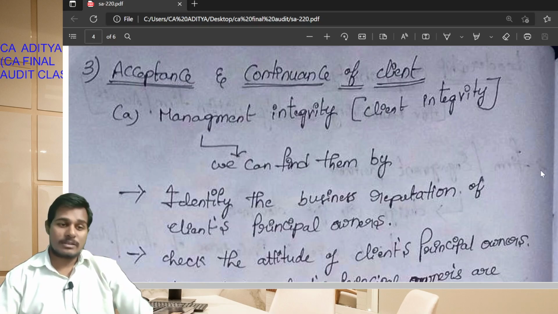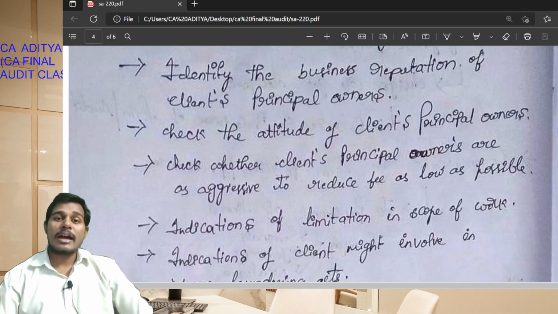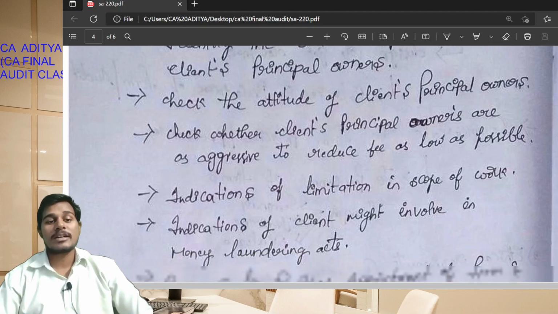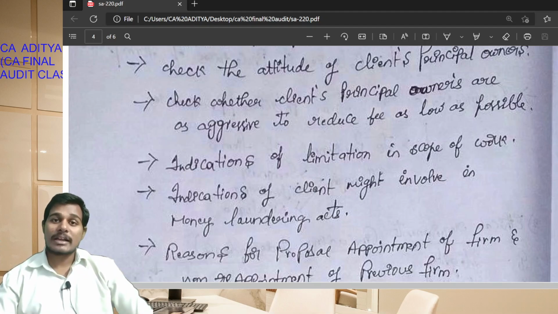Okay students, see what is meant by management integrity. We can find them by way of example. Identifying the business reputation of the client principal owner, checking the attitude of the client principal owner, checking whether the client is as aggressive as possible to reduce the audit fees. We will check whether the client is as aggressive as to reduce the audit fees.